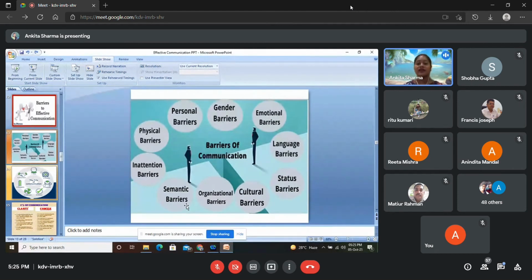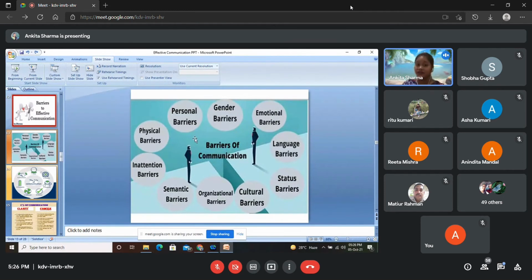Next is the physical barrier. As you can see in the picture itself, there are two people who are very far apart. If those persons are very far, they won't be able to communicate very easily. They may have to be very loud, but they can't be loud enough to be heard. So this is what physical barrier is. This happens if we have a classroom of 100 people, and any one of the persons in the auditorium or in the class is unable to hear what the speaker says, that's what physical barrier is.